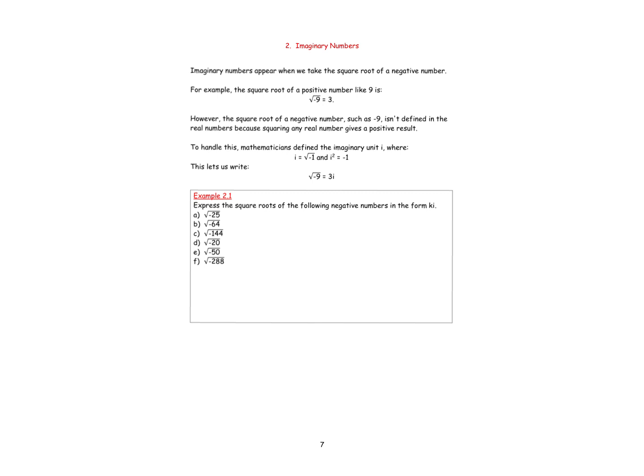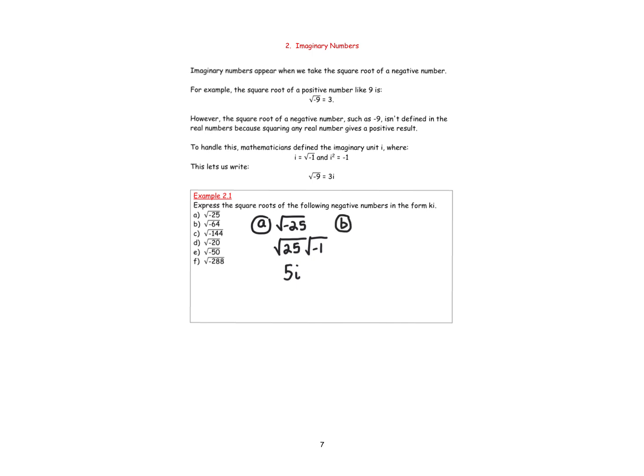In example 2.1, it says express the square roots of the following negative numbers in the form ki. The first one, in A, we have the square root of -25. The square root of -25 can be rewritten as the square root of 25 multiplied by the square root of -1. The square root of 25 is 5 and the square root of -1 is i, meaning that the square root of -25 can be rewritten as 5i.